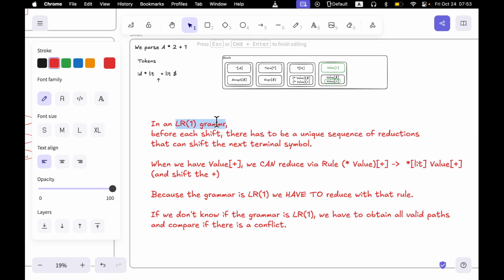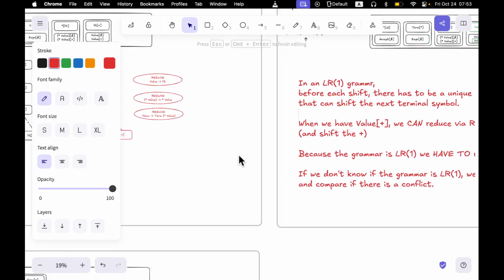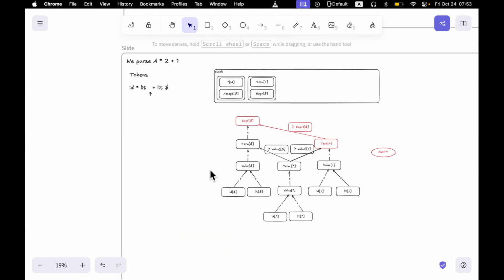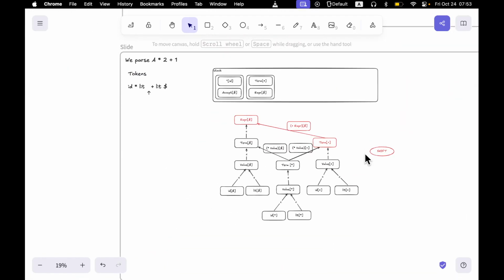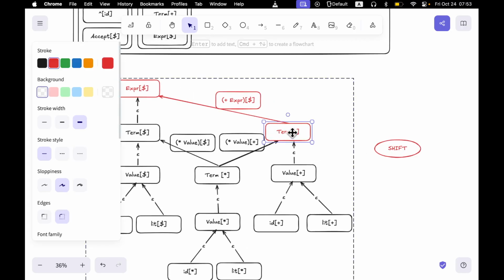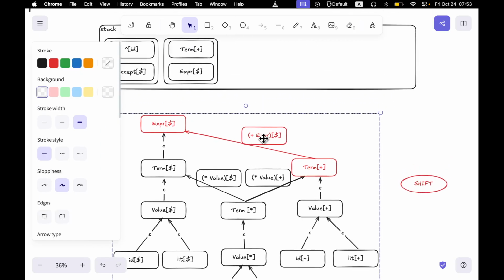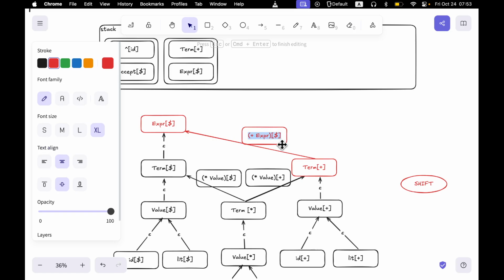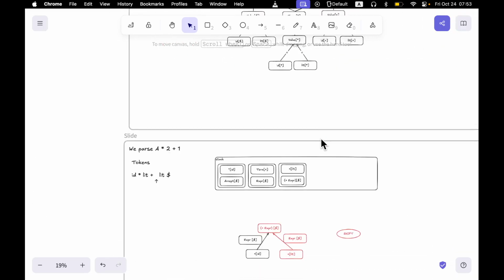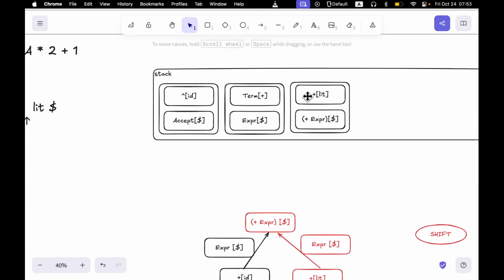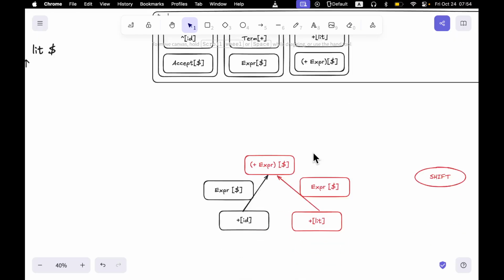And because the grammar is LR1, that state has to be unique, and that is part of why this works. Anyway, because we have a term plus, we want an expression dollar, we have to shift, and we have a parenthesize. We need as the next state to be the parenthesize plus expression symbol with the look ahead of dollar. Okay, so we shift. We have a plus literal. We want a parenthesize plus expression with the look ahead of dollar.